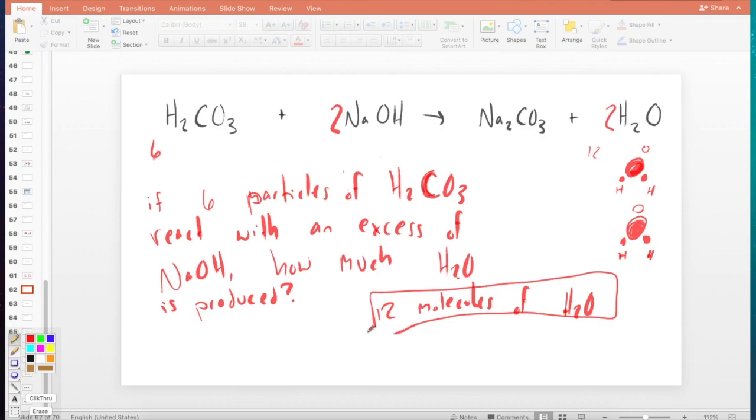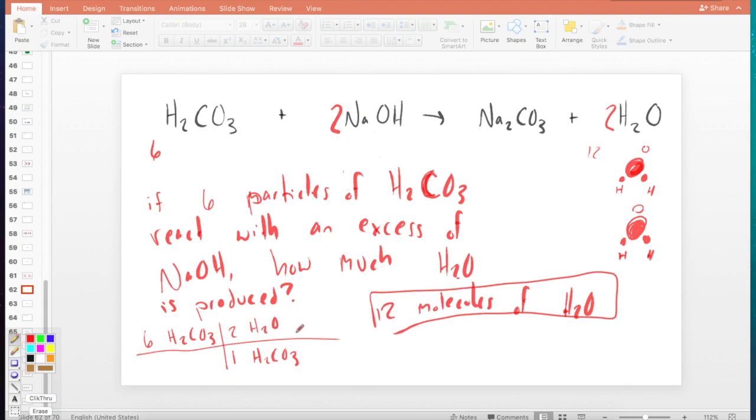Here's another way of doing that. I can start with the information that I've been given, 6 particles of H2CO3, so I'm going to write that down, 6 H2CO3. And I know that according to my recipe, every 1 piece of H2CO3 will yield 2 pieces of water. So I'm going to write this down. My recipe tells me every 1 piece of H2CO3 gives me 2 pieces of H2O.